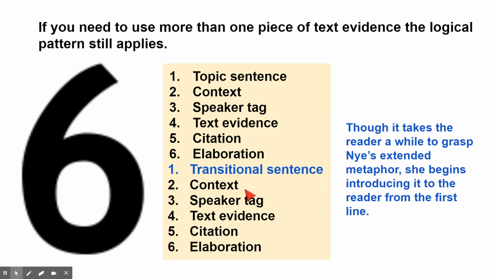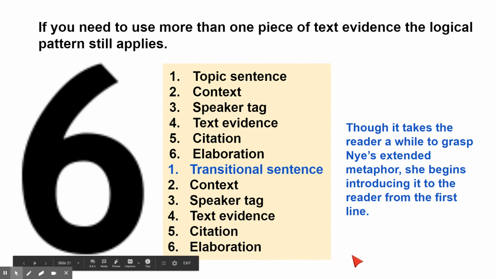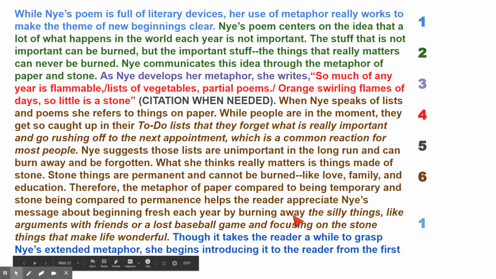Then I'll continue and I'll give some context for the text evidence that I'm about to use. Speaker tag, give the text evidence, cite it, and elaborate. That is the 6 logical steps toward writing a successful paragraph for school each and every time. When I put it all together, now I've got what you were asked to read a few moments ago, and I've added on my transitional sentence, and then I will continue following that pattern.